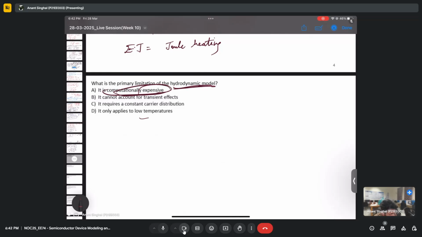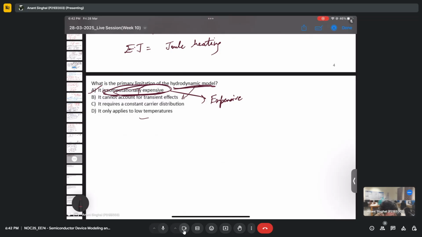As I said, computationally expensive. What does it mean? It is very cumbersome to solve a lot of differential equations. So that is why it is computationally expensive. This is the main disadvantage. That is why I'm not even covering the derivation. Even I don't know how to exactly do the derivation of this hydrodynamic model, but it is very complex to do. So the hydrodynamic model accounts for everything.